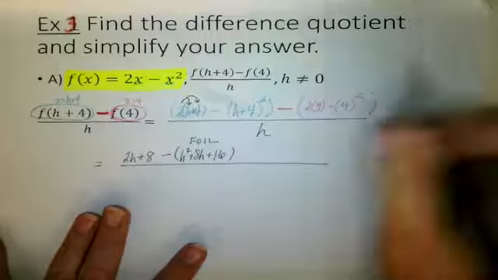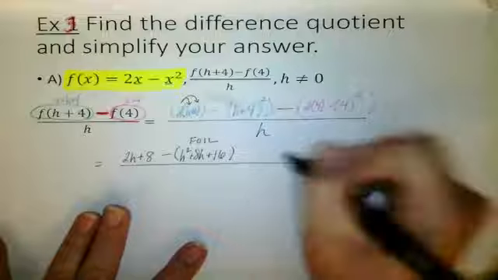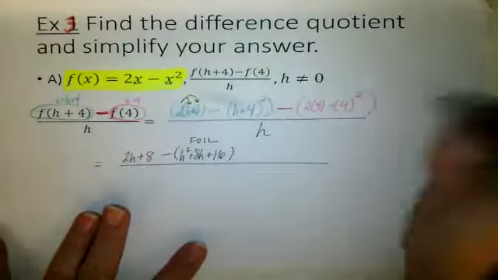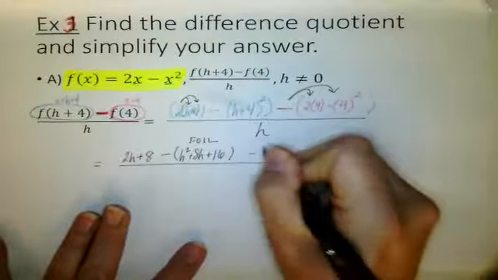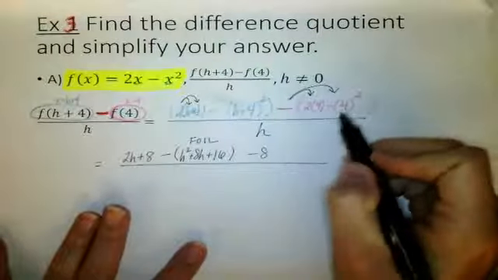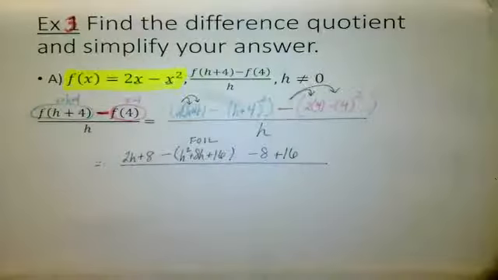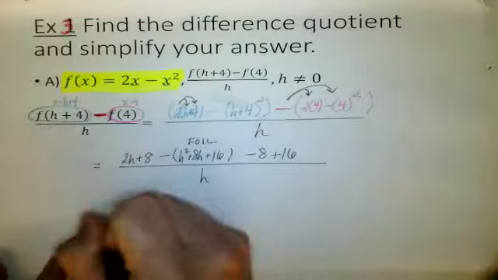Here, I have an 8. Can I distribute my negative too? Yeah, can I do that all in one? Are you okay with that? Okay, so that's going to give me a negative 8, and this would be 16 with a negative, so that's going to turn positive 16. Are you okay with that? Yeah? Okay. It's all divided by h. What else do I need to distribute now?